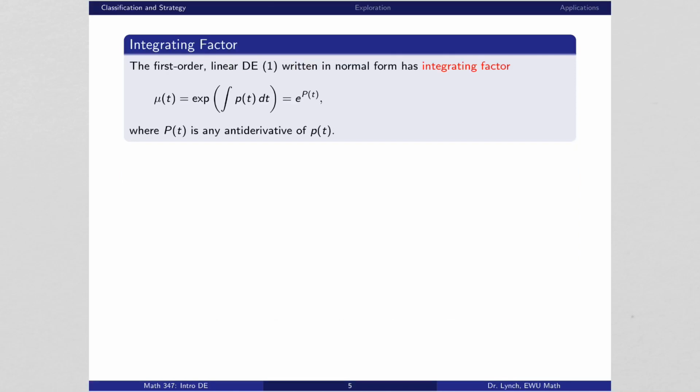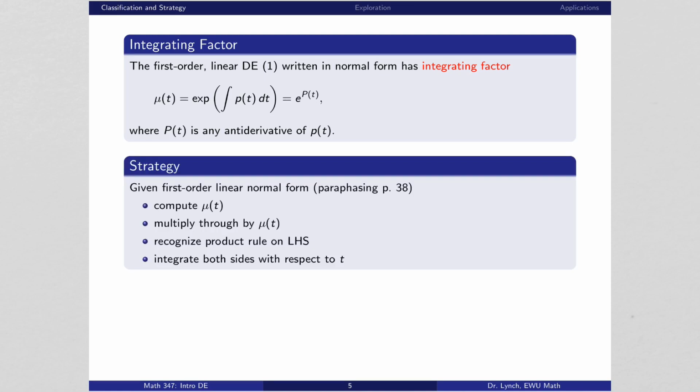Okay, so the integrating factor is the key to solving first-order linear differential equations, and given a first-order linear differential equation in that normal form, all you have to do to find the integrating factor is exponentiate the integral of the coefficient function of x. So the integrating factor mu is e to the integral of p of t dt, or e to any antiderivative of p. Of course, when you see the words any antiderivative, we usually use the simplest antiderivative, which is the one where the constant of integration is 0, and that turns out to be the case here as well.